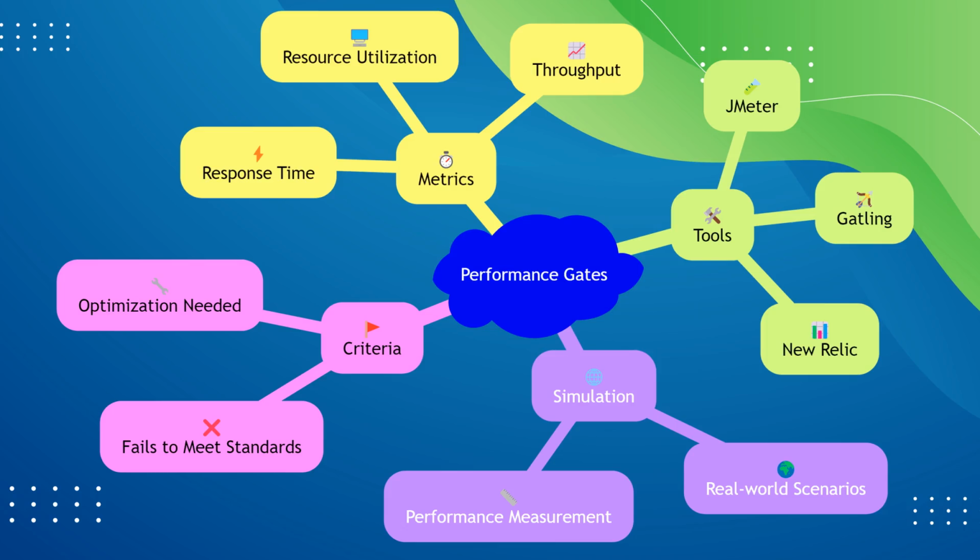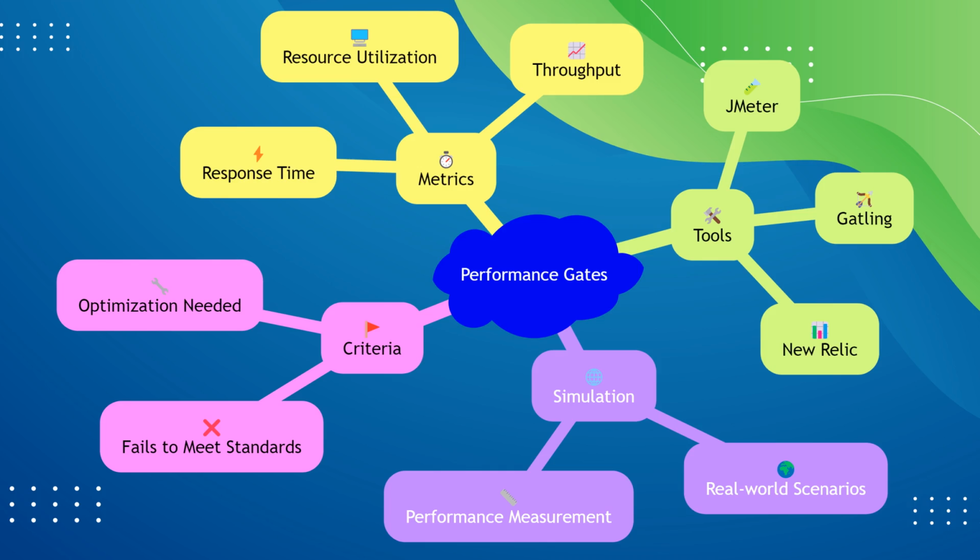Performance gates assess the application's performance metrics, such as response time, throughput, and resource utilization. Tools like JMeter, Gatling, and New Relic can be used to conduct performance testing. These tools simulate real-world usage scenarios and measure the application's performance. If the application fails to meet the predefined performance criteria, it is flagged for further optimization before it can proceed to the next stage.